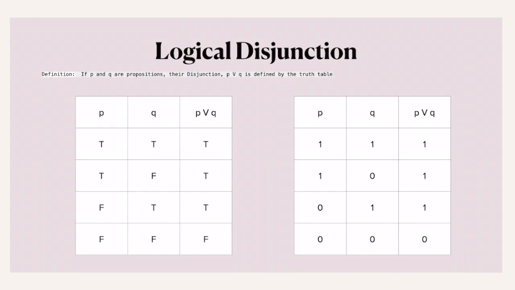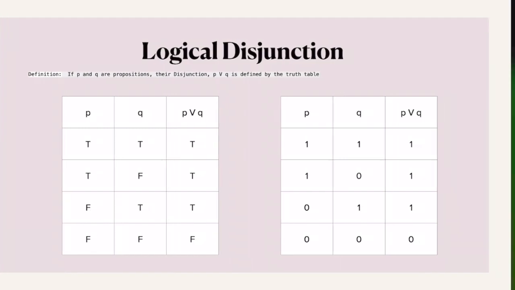So no matter what, if one statement is true, the outcome will always be true. False and false will always come out as false. But if it's true or false, it will always come out as true, no matter what position it is. Even if it's false, true, it always comes out true. And the second table on the right is in binary format, where 1 means true and 0 means false. So that is logical disjunction.